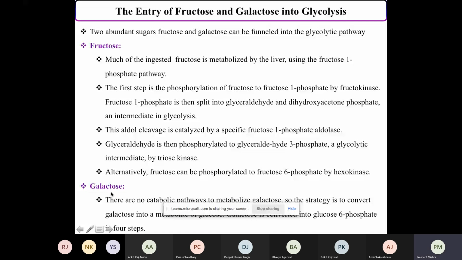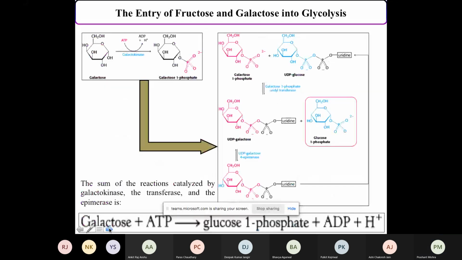Now look at galactose. There is no catabolic pathway to metabolize galactose. So the strategy is that galactose should be converted into glucose 6 phosphate. Galactose as such is not going to be consumed. It is converted into glucose 6 phosphate, and this is a complex process. I would like to give you some hint of how it is happening because it's a very important metabolic reaction, and it also leads to some genetic disorders if some of the enzymes are absent. So let's talk about that.